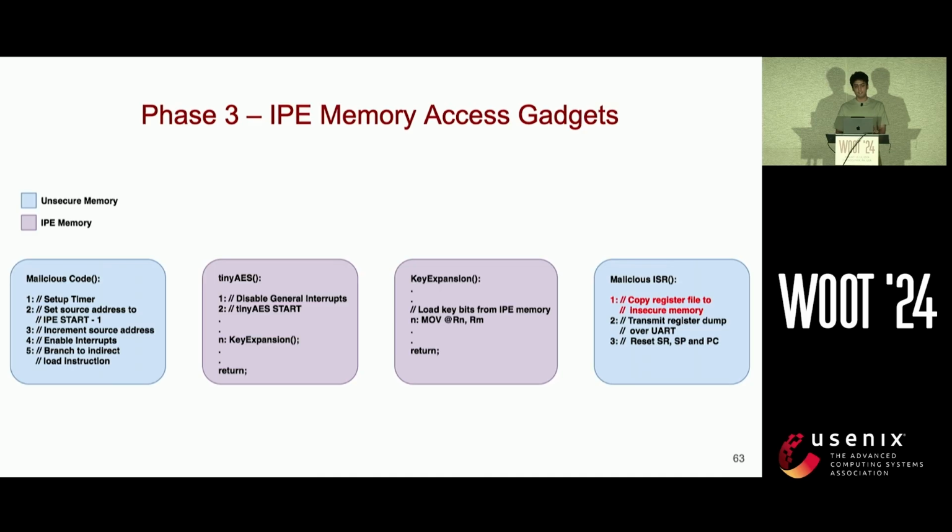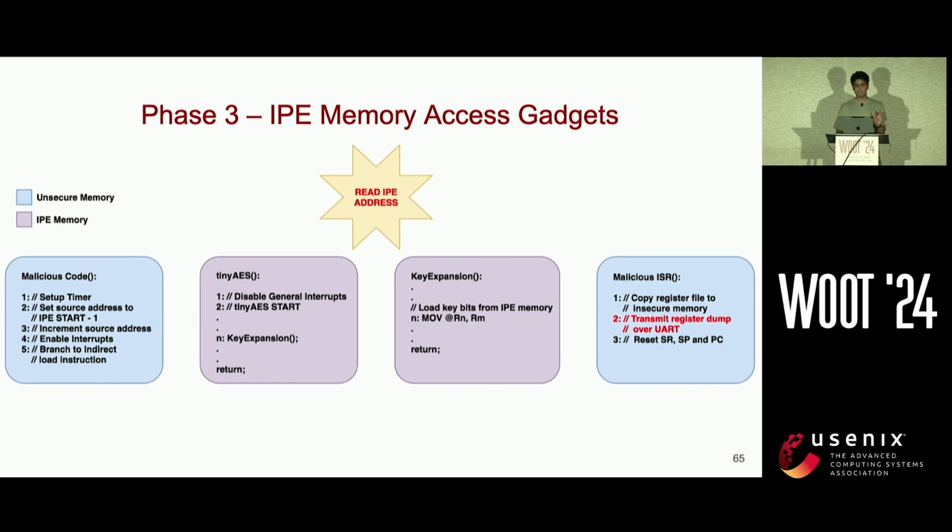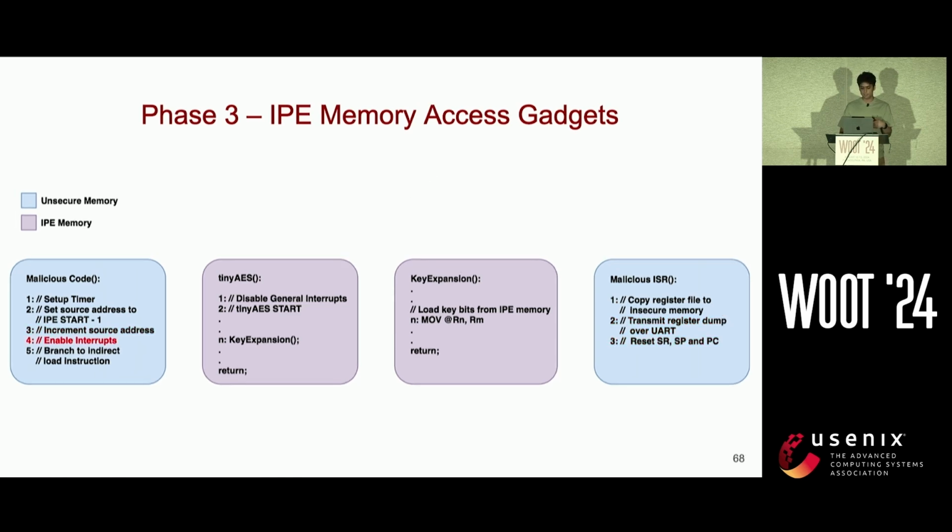The control passes to the malicious ISR, where we transmit the register dump to the attacker machine, and in this way, we just read the first word of the IP memory segment. If we repeat this process several times, we can read out all the contents of the IP memory segment, including all protected code and data.